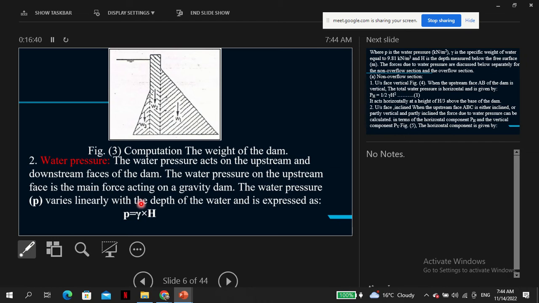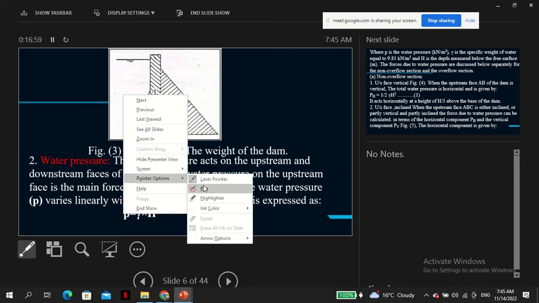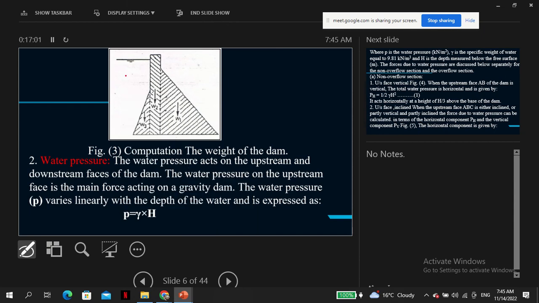So number two, the water pressure acts on upstream. The water pressure on the upstream face is a main force acting on a gravity dam. The water pressure, of course, varies with depth of water and is expressed. I think this is pretty straightforward. So if this is the height, you need to get the maximum pressure there.